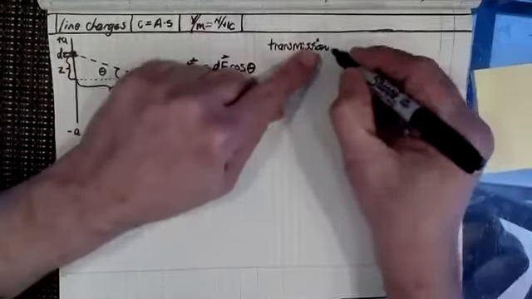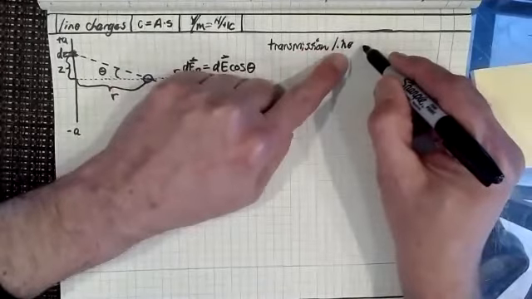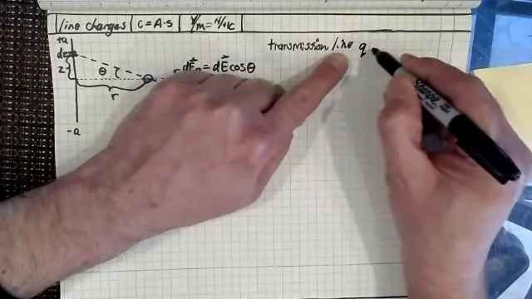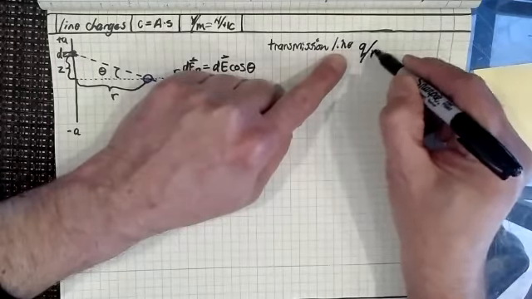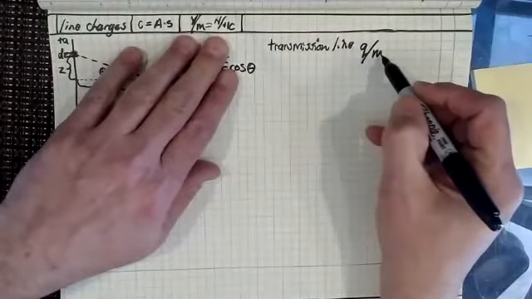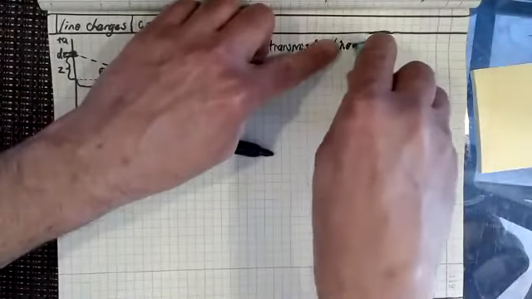Oh, transmission line charge density. I just write Q over M. I should really write C over M, shouldn't I? Because it's coulombs per meter.